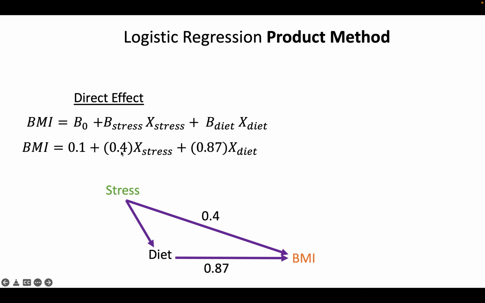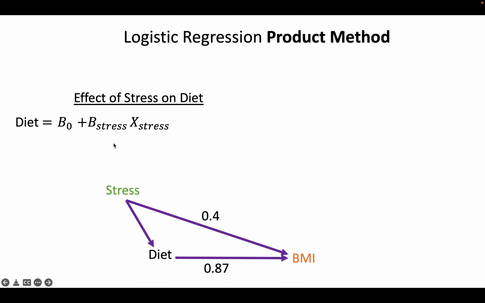So I'm not going to convert them to odds ratios yet because there's still some work to be done with them in this form. So now we've found two of the three stages of this relationship that we're interested in. The only one we don't have is the impact of stress on diet.